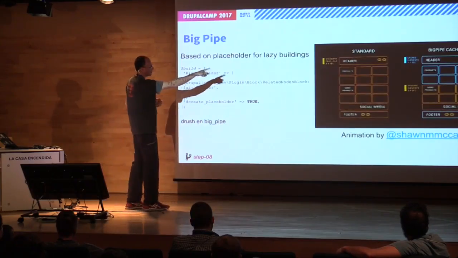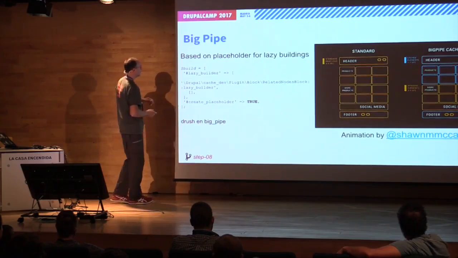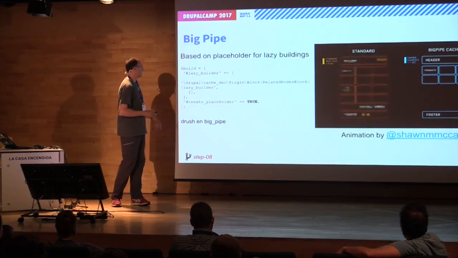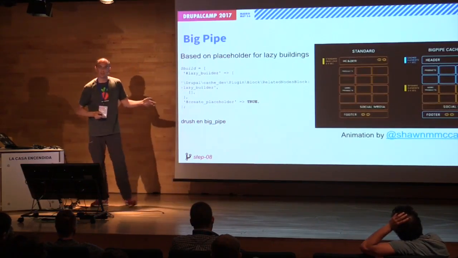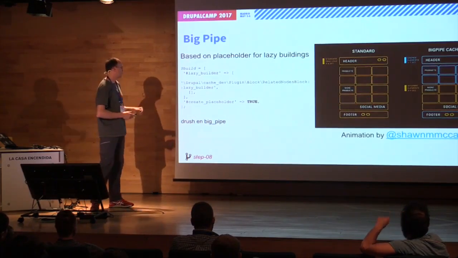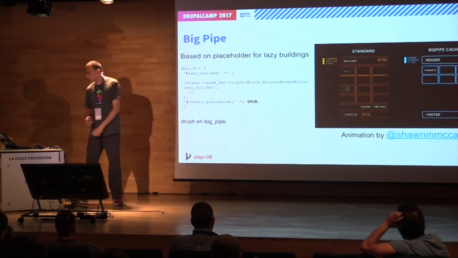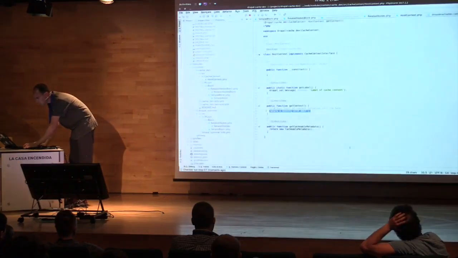So the result can be something like that, for example. And for that, you need to define a lazy builder that is going to be a class and a method, and you will have to call it using a static method, and create placeholder equal true. And you have to enable the module, don't forget that. So I'm going to change to that branch.